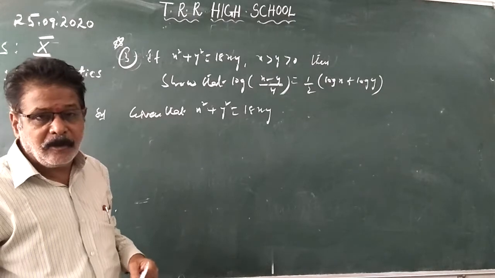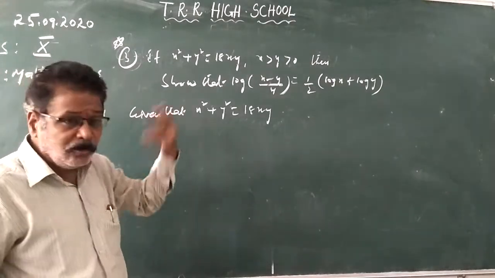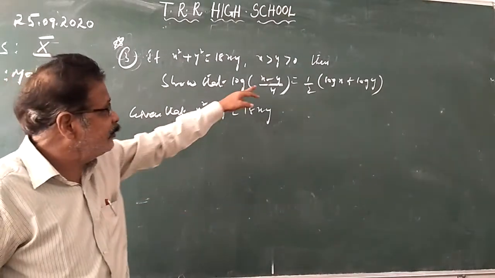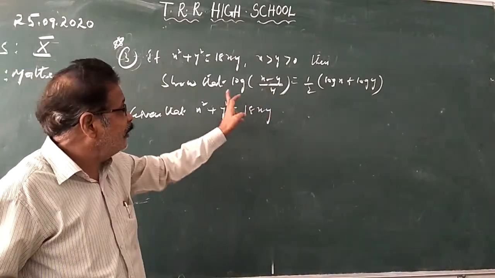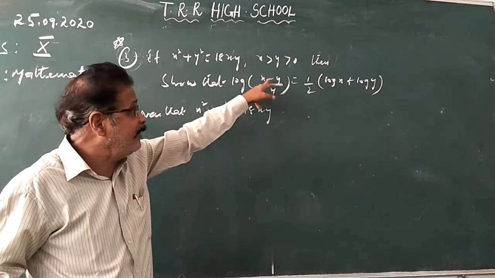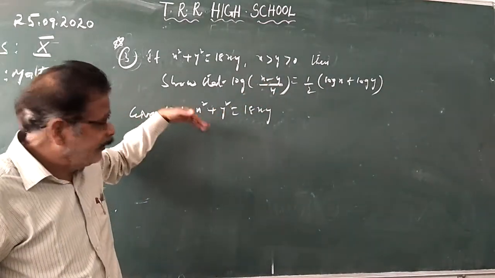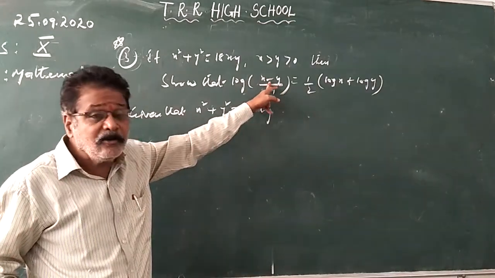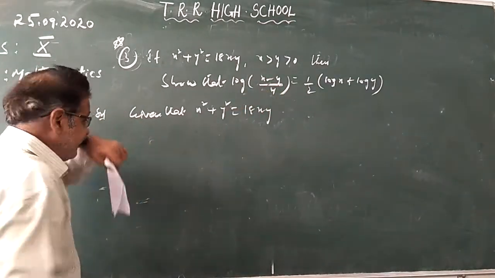How do you identify that? How do you know whether you should add plus 2xy or minus 2xy? This depends on the LHS. We have to show that log of (x minus y) by 4, here minus is there. That is why, to make it a perfect square, we have to add minus 2xy. If it is plus, we have to add plus 2xy on both sides.